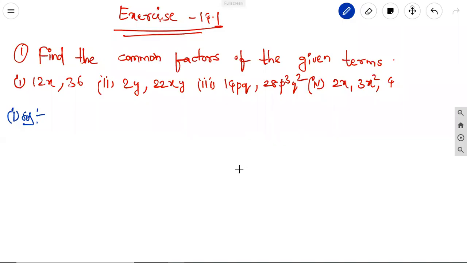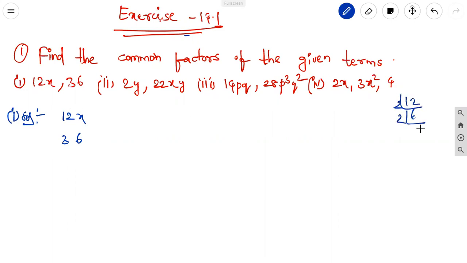Let us discuss some problems on factorization. Exercise 14.1. Find the common factors of the given terms. The first one is 12x and 36. First, we can write 12's factors: 2 6s are 12, 2 3s are 6. So it is equal to 2 into 2 into 3 into x.